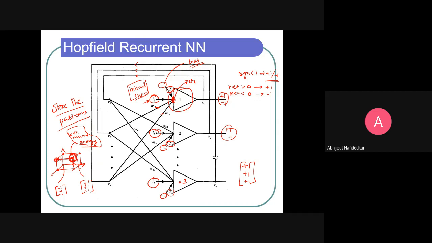Now this is possible with the help of adjustments of weights. What is in my hand? In my hand I have weights. So I have to design the network such that these weights are producing minima here. Suppose I want to store this pattern, then I should create a minima at this location. So like that we can store the patterns using this Hopfield network.